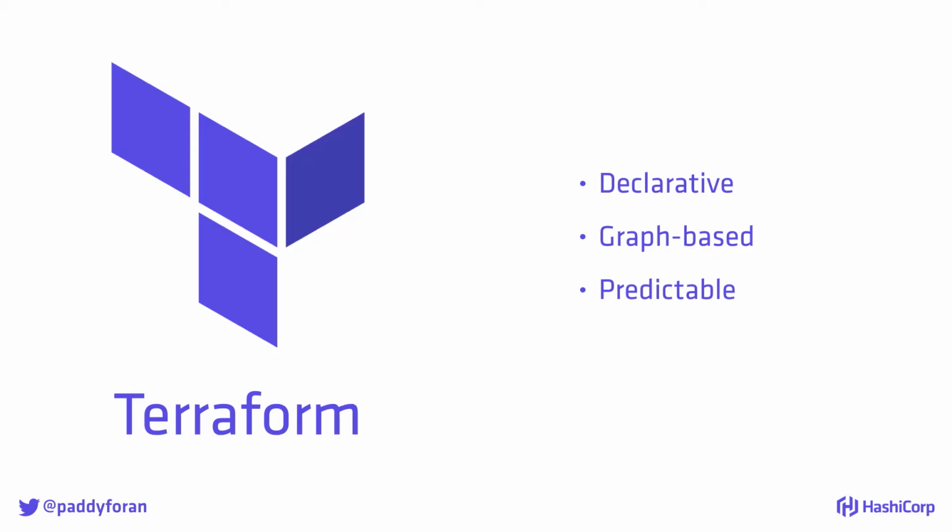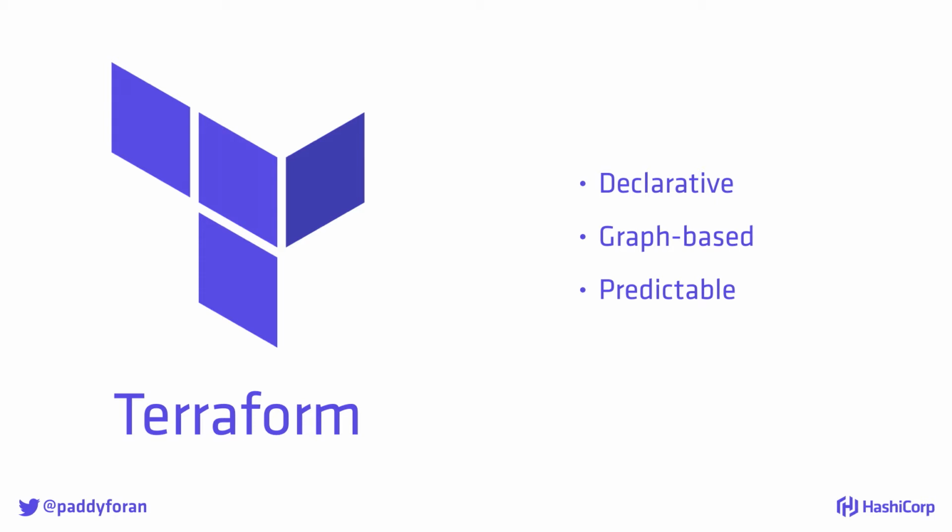So because it's graph-based, Terraform's really quick to stand up your infrastructure. I'm going to stand up an entire infrastructure in front of you in a few minutes, and we're going to do it in only a couple minutes. So because Terraform is graph-based, it's able to operate all these things in parallel because it knows what the dependencies are. Terraform is also predictable. We work really hard at this.